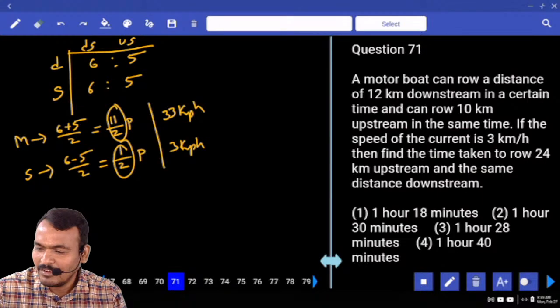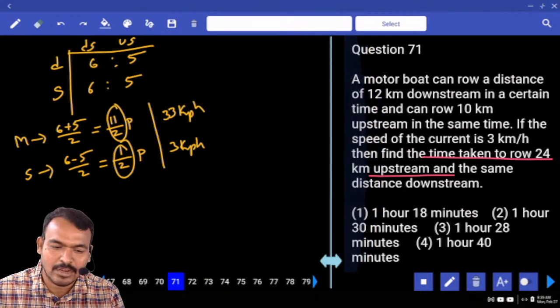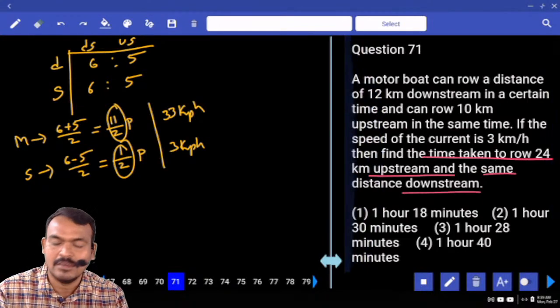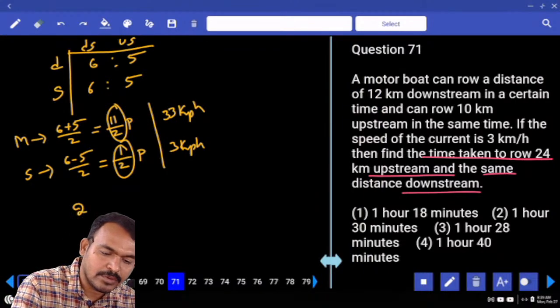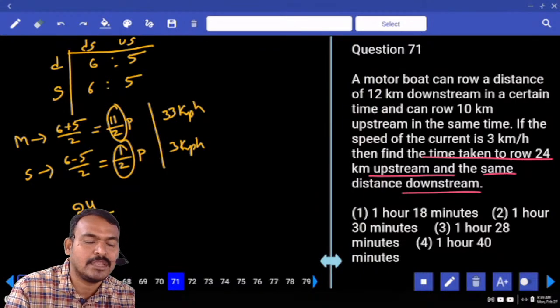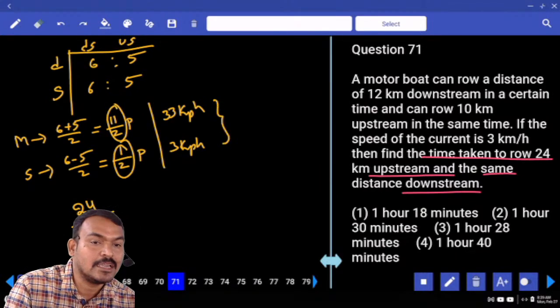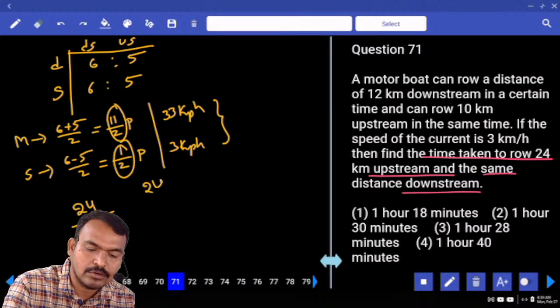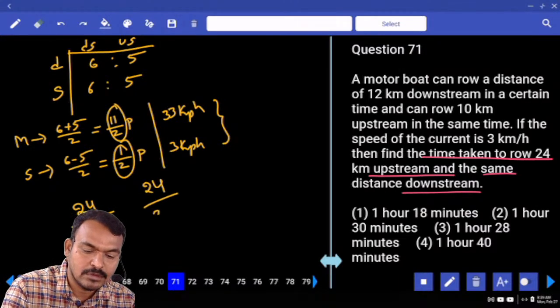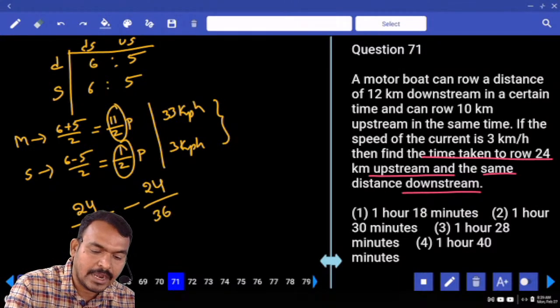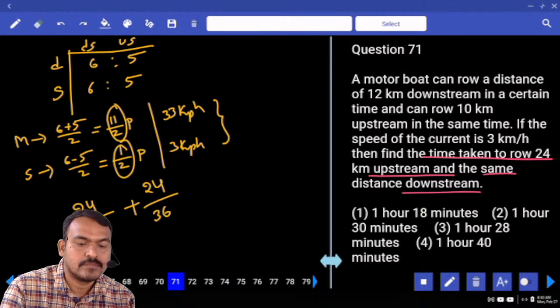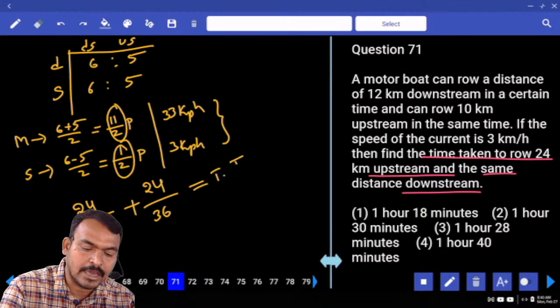What is the question here? Find the time taken to row 24 kilometers upstream and the same distance downstream. 24 kilometers upstream means 24 by m minus s or m plus s? M minus s. 33 minus 3, 30, or not? 24 downstream, 33 plus 3. How much? 36, or not? Both are added, and we get the total time, or not? It is equal to total time.